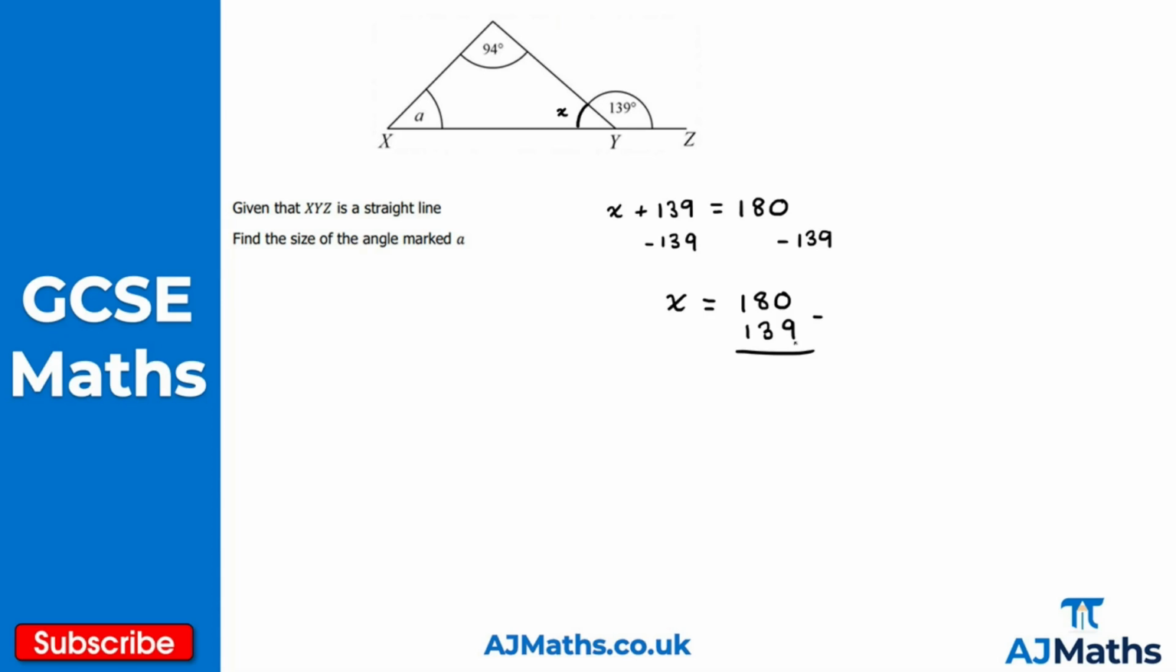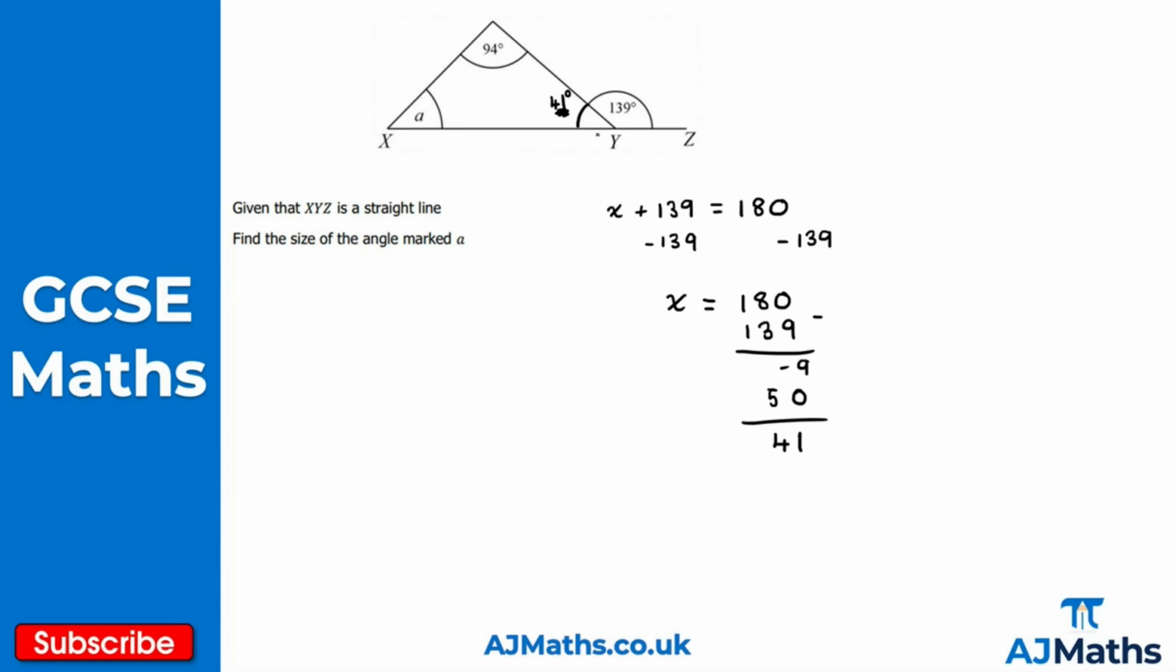So 0 units minus 9 units, that would give me minus 9. I've then got 8 tens minus 3 tens, so 80 minus 30, so that would give me 50. And then 100 minus 100, so I get 0 there. So 50 plus minus 9, or 50 minus 9, same thing, I'm going to get 41 there. Okay, so this angle here is 41 degrees, so we just get rid of that there, and replace that with 41 degrees.